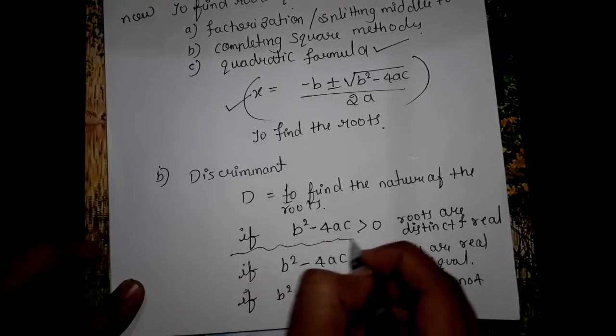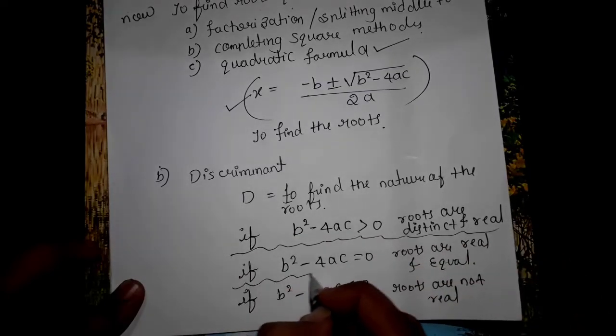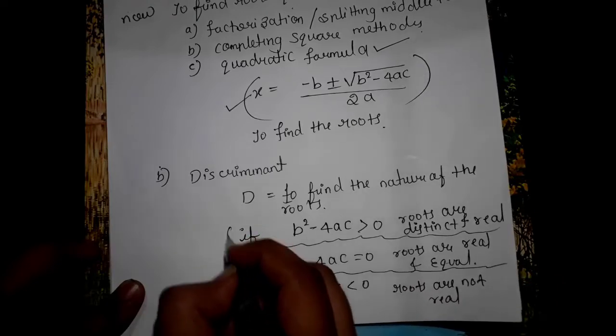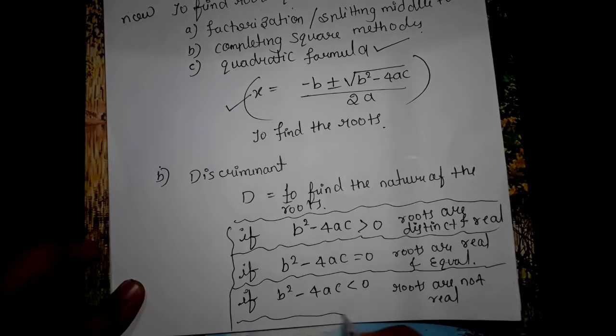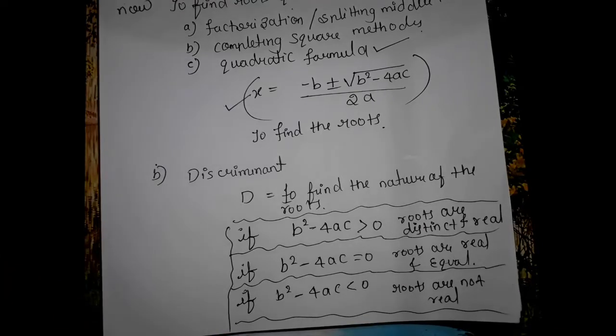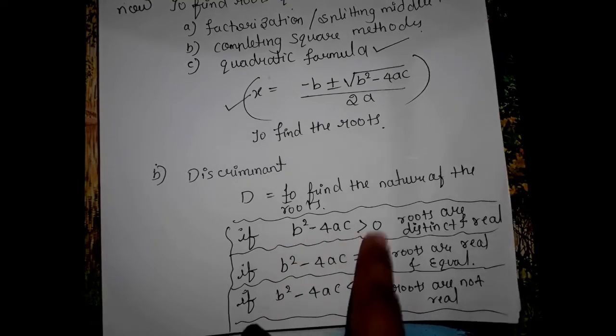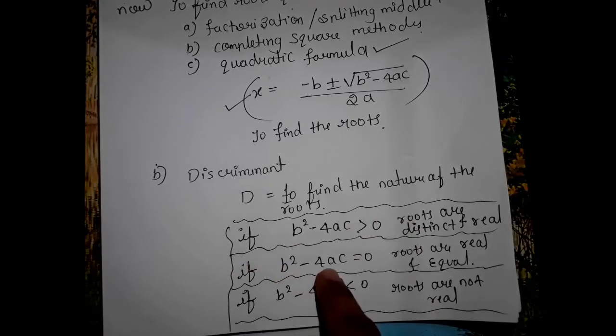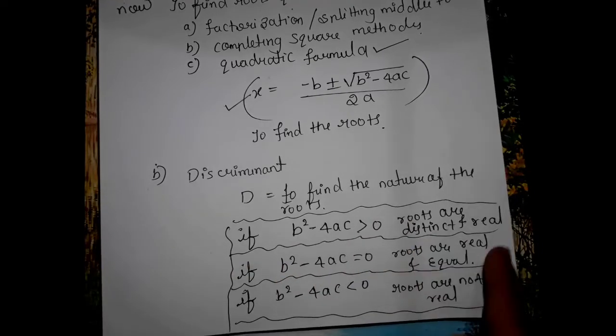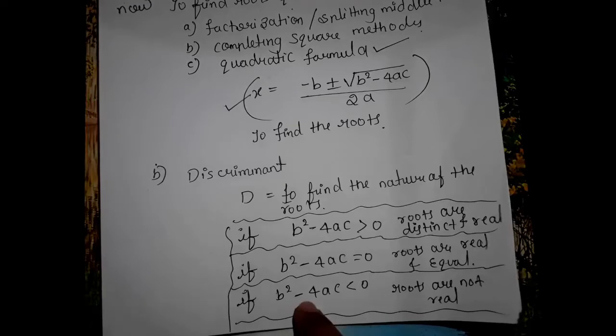Please remember these things. Sometimes these formulas result in confusion. Once again, D is the discriminant. Why is this formula used? This formula is used to find the nature of the roots. If b square minus 4ac is greater than 0, the roots are distinct and real. If it is equal to 0, the roots are real and equal. If it is less than 0, the roots are not real.